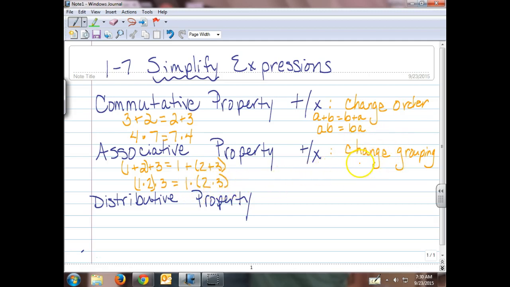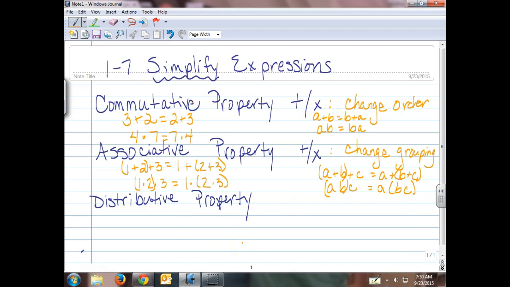See if you can guess. Go ahead and press pause if you want, if you can guess how to write that algebraically. It should be that you can group A plus B then add C, or you can group B plus C and then add it to A. Same with multiplying. You can multiply the first 2, or you can multiply the second 2.